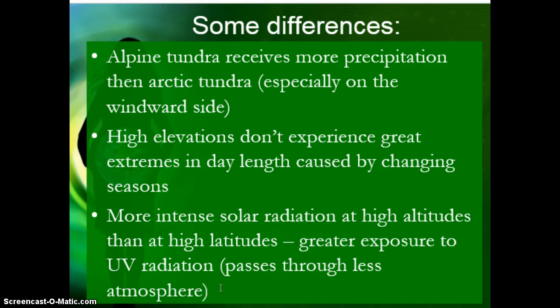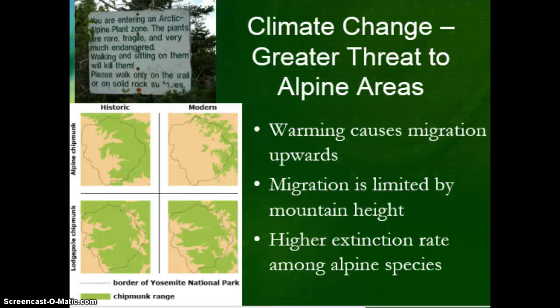Also, the solar radiation is going to be more intense at high altitudes. You are higher up in the atmosphere, so less of that UV radiation has been processed, basically. That ozone layer hasn't had a chance to absorb it all because you're higher up. So since it's passing through less atmosphere, less of it's going to be absorbed. You're going to have more intense effects, and the plants and animals that live there have to be able to deal with that and be adapted for that.